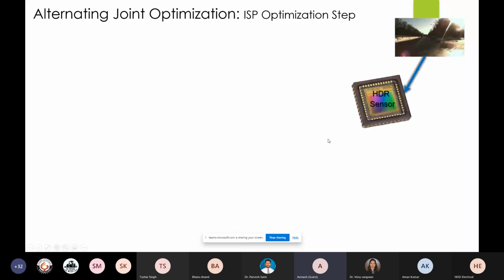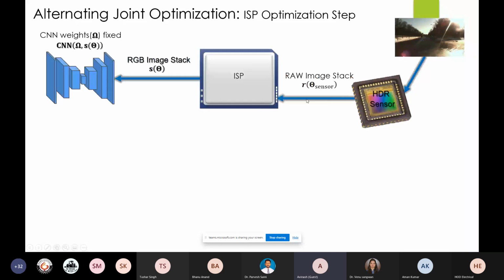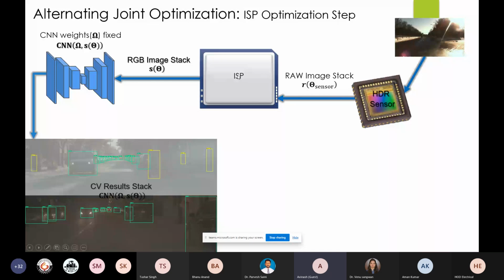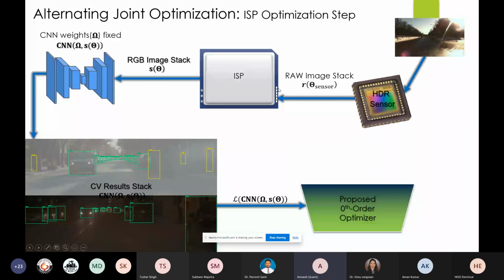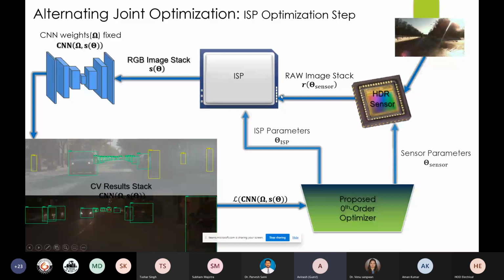So for this one, we basically take the raw image stack, the same as the other case. We measure the ISP output, and basically get the RGB output from this raw image stack, and apply the CNN algorithm on it. We keep the CNN weights fixed and do a very small optimization of ISP and sensor parameters with just a few iterations while keeping the CNN fixed.